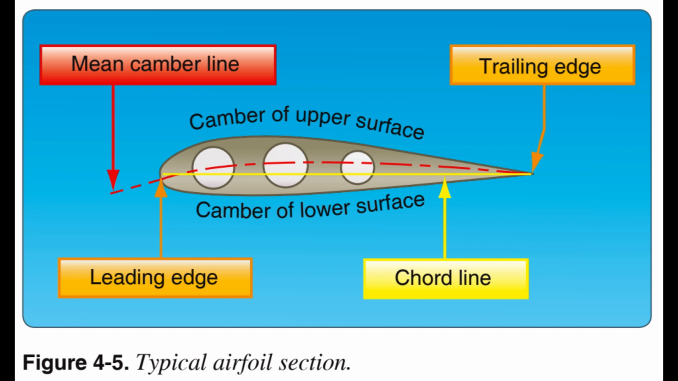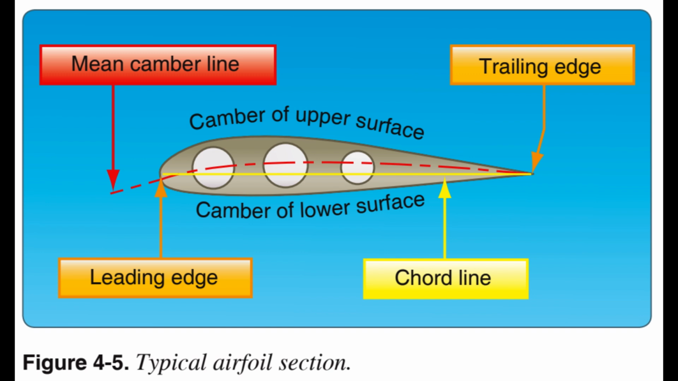By looking at a typical airfoil profile, such as the cross-section of a wing, one can see several obvious characteristics of design. Figure 4.5. Notice that there is a difference in the curvatures, called cambers, of the upper and lower surfaces of the airfoil. The camber of the upper surface is more pronounced than that of the lower surface, which is usually somewhat flat.